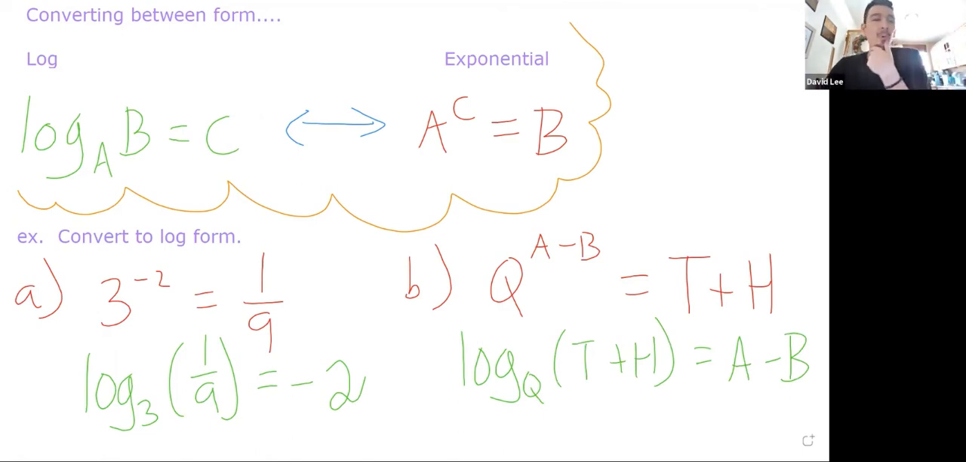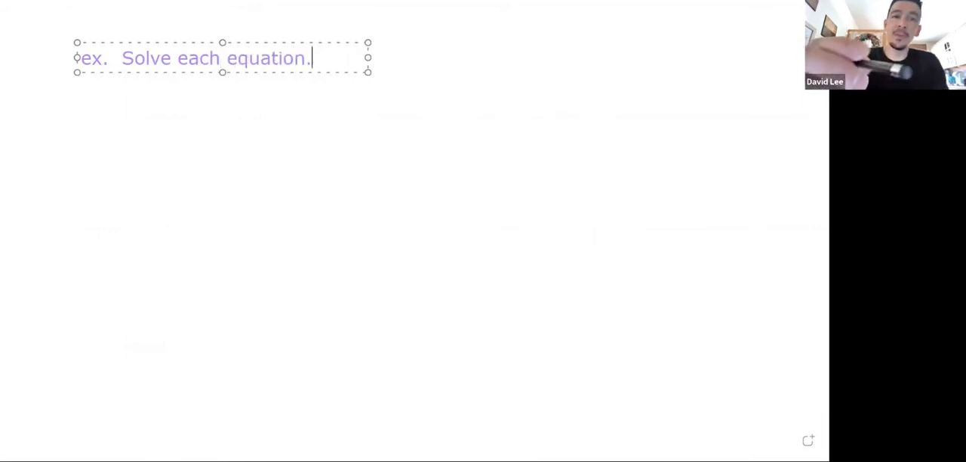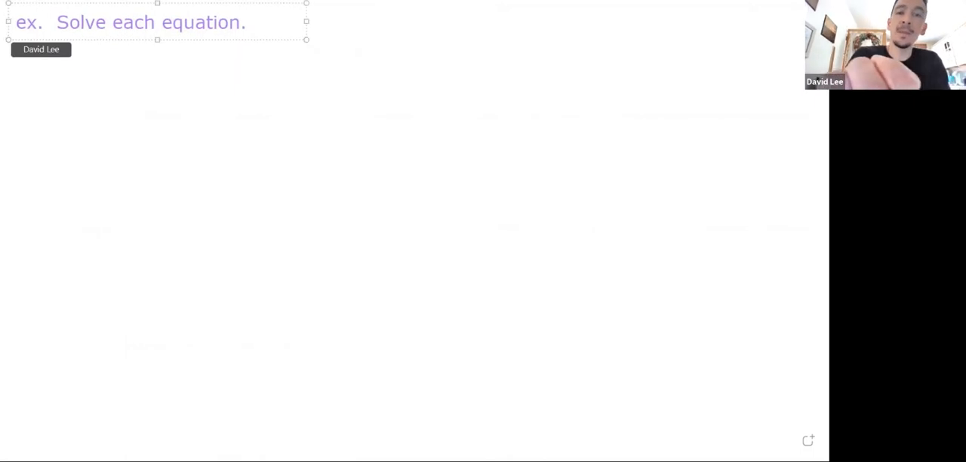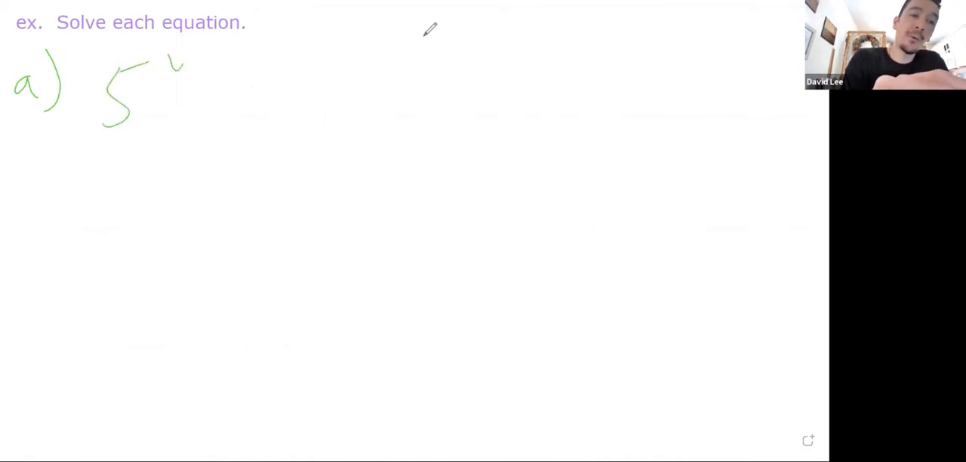So what is even the point of logs? The point of logarithms is to be able to solve equations that cannot conveniently and quickly be solved. So let's wipe this screen clear here, and let's do some examples of solving equations. It'll say example, solve each equation. Let's do a few equations here, shall we? Let's write down some equations. So how about this one here? Let's go with 5 to the power of W plus 4 equals 25.